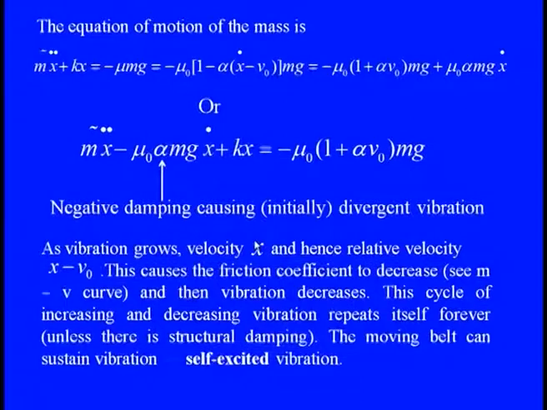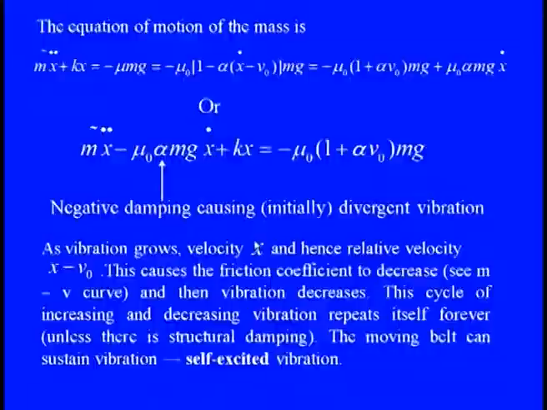And here the damping, which always comes along with the frictional coefficient, is equal to mu alpha m g into velocity, and this alpha is nothing but the negative damping, which simply causes the diverging or unstable figure in the vibrations.